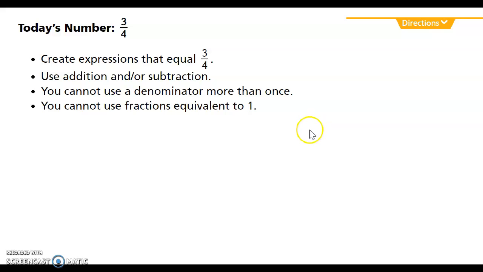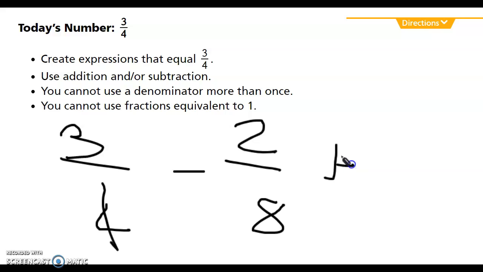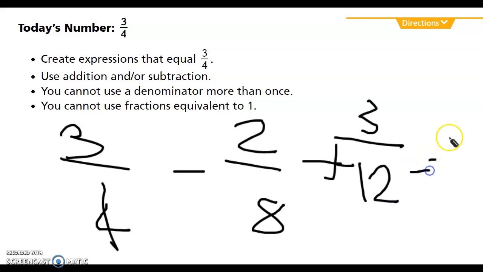Another one that you might have written down was 3/4 minus 2/8 plus 3/12, which equals 3/4. If I think about what this would equal, 2/8 is the same amount as 1/4.